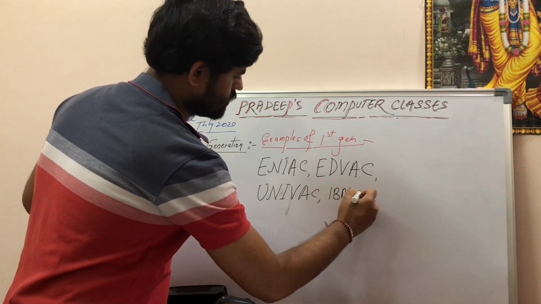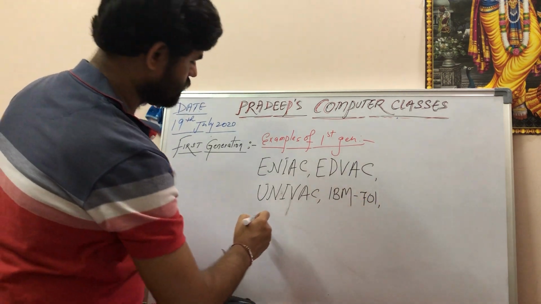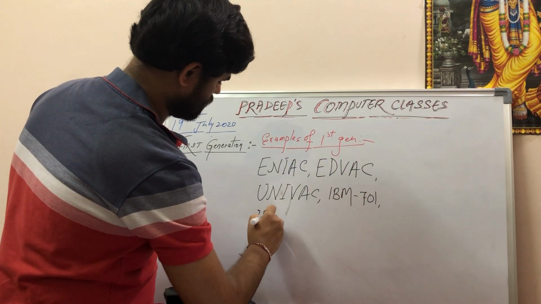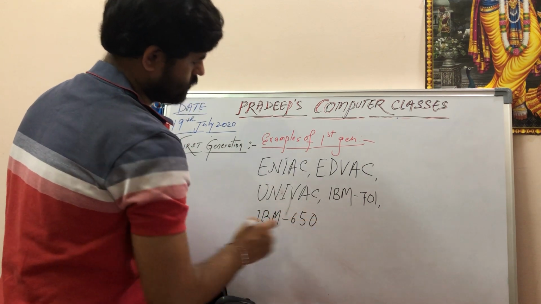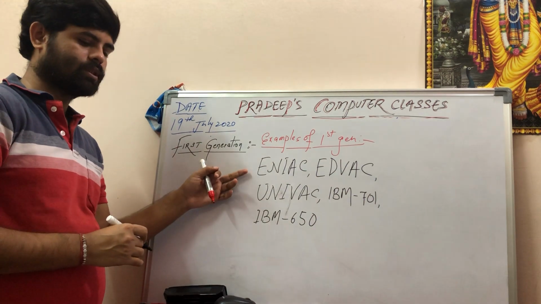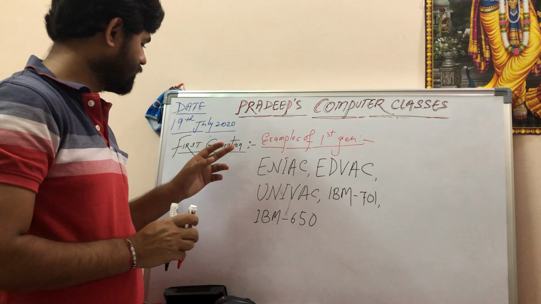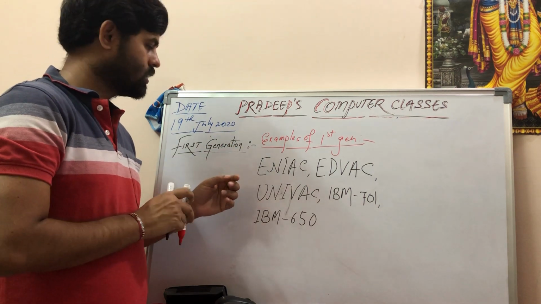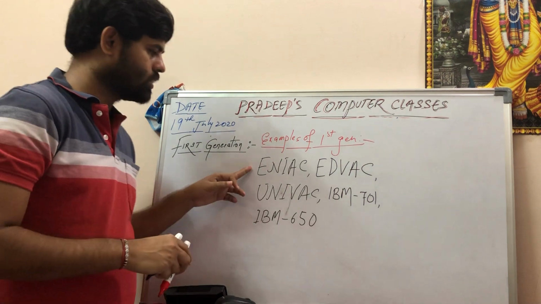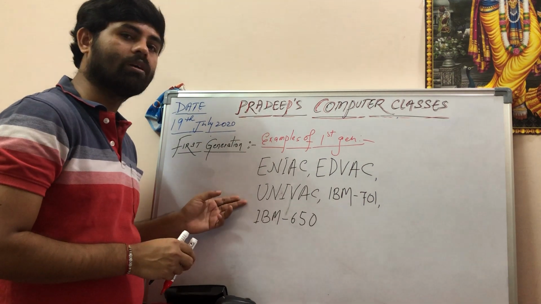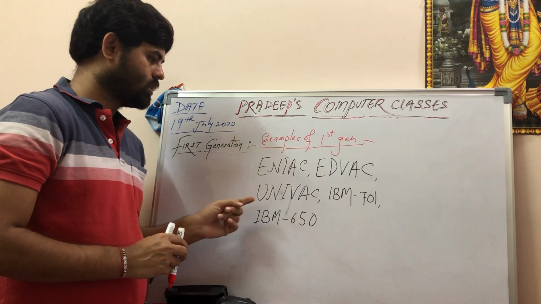IBM 701, IBM 650. These are the first generation computers, so you just remember that. A question can be asked like, which is the first generation of computer? There will be many options, and then you have to remember ENIAC, EDVAC.